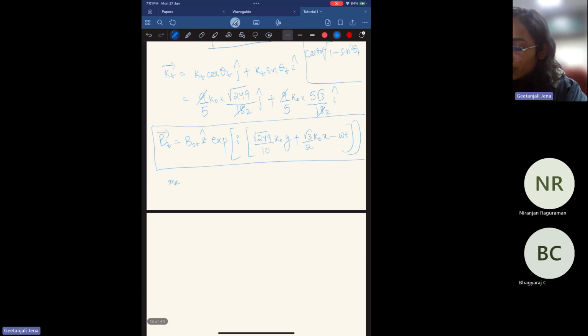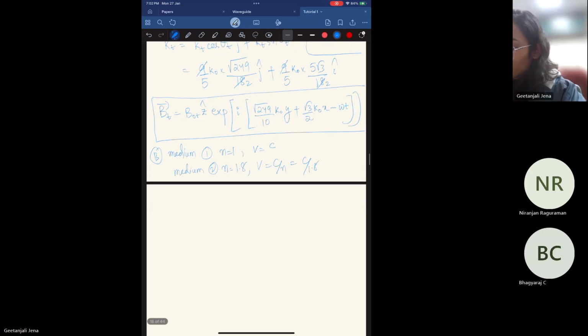So in medium 1, you have n equal to 1, right? So that means the velocity is c here. And in medium 2, n is already given, so you can easily calculate what is V. V is C by N, which is C by 1.8. So it gets slowed down whenever it enters the dielectric medium, which has refractive index 1.8.